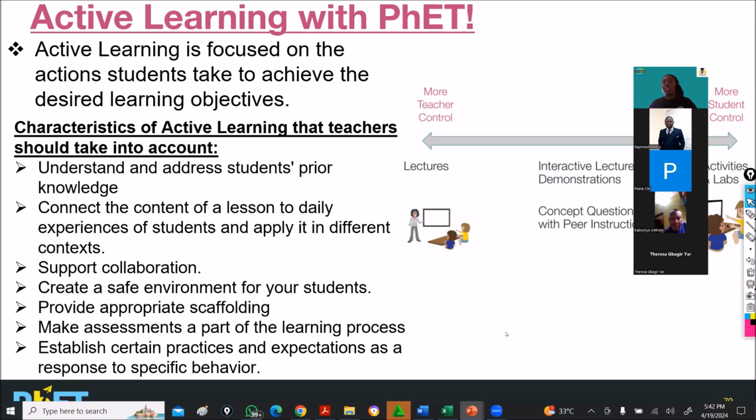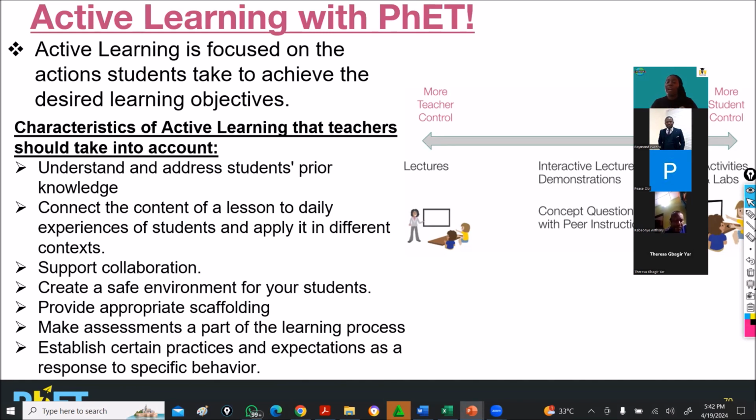Some of the characteristics of active learning that we teachers should take into account: we need to understand and address the students' prior knowledge. Before we start a subject, we know the prior knowledge that they need to have. So there should be a test, like a pre-lab. You're going to see something like a pre-lab before you introduce your main topic.